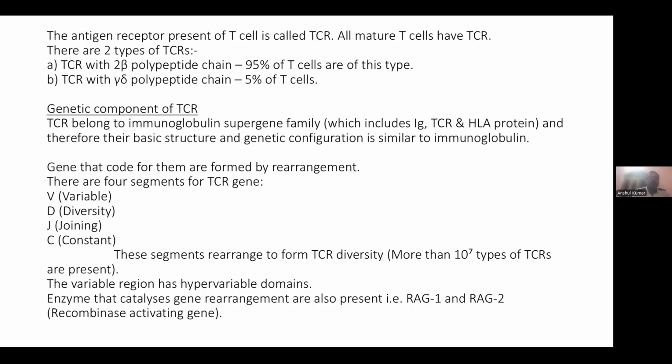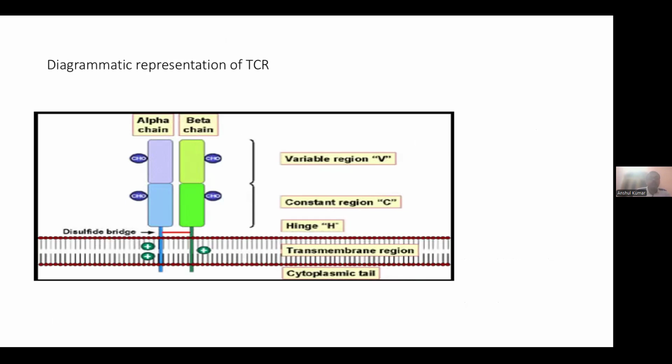The variable regions again have hyper variable domains in them, and the enzymes which catalyze the gene rearrangement are also present, that is RAG1 and RAG2, which is the short form for recombinase activating gene. Next, coming to the next slide, you can see through the diagrammatic representation the alpha chain here.